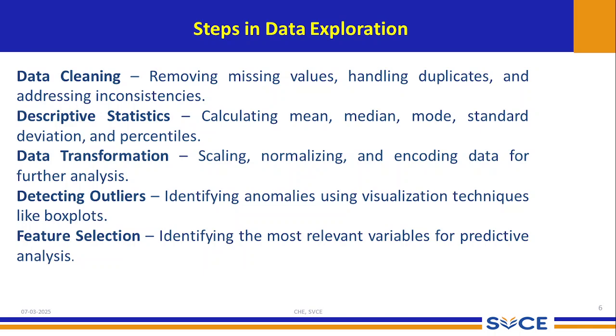And next one is feature selection, identifying the most important variables. Example, selecting key process parameters affecting polymerization reaction efficiency. So, steps in data exploration. We need to understand data cleaning, descriptive statistics, data transformation, detecting outliers and feature selection.